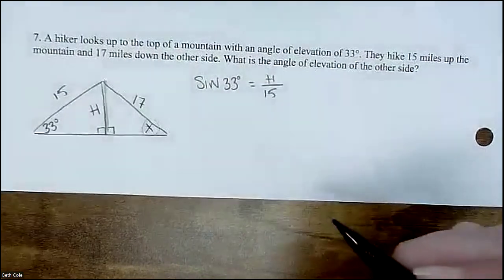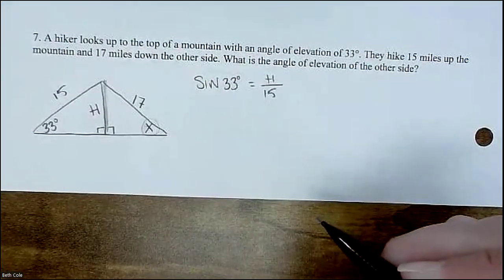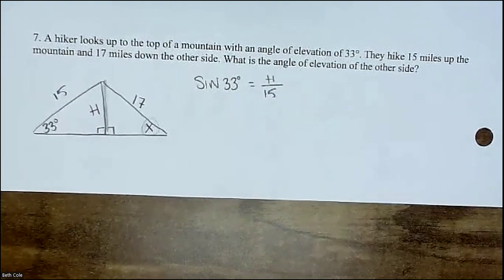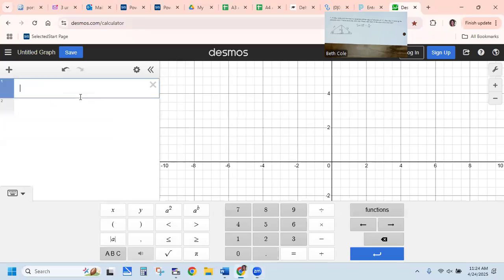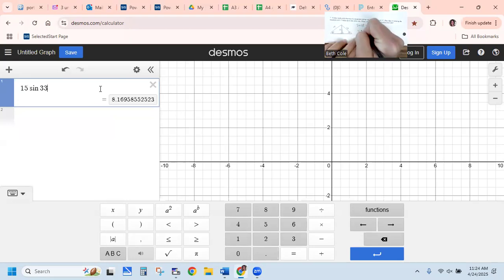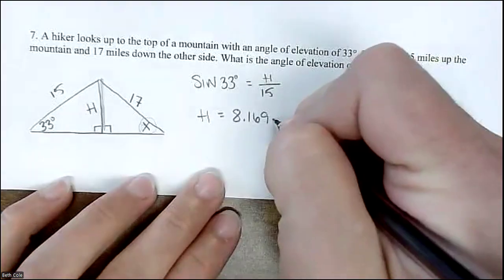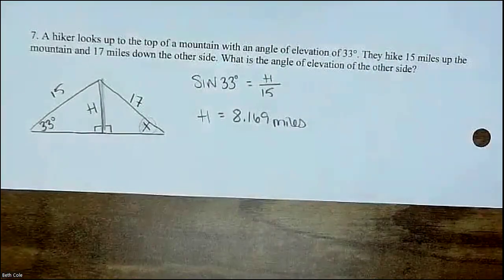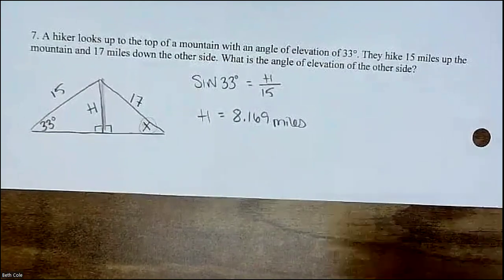Now, how would you type that in? Do you need an inverse? You do not need an inverse. Good. It's going to be what? Good. We're going to multiply over the 15. So it's going to be 15 sine 33. I did not need an inverse. Okay. And so H, the height of the mountain, is 8.169. What? It's 8.169 what? Miles, good. That wouldn't be a mountain if it was feet. I mean, a teeny little mountain.